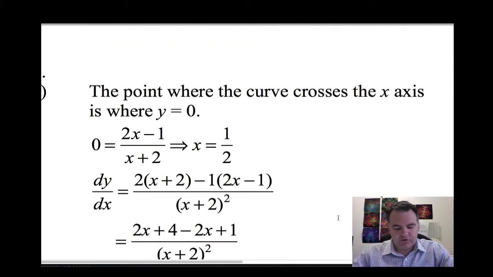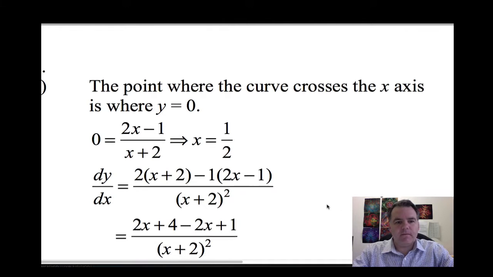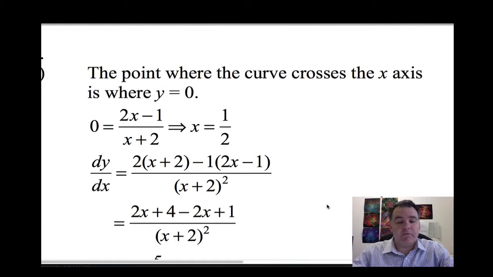First says, what's the gradient of the curve at the point where it crosses the x-axis? Okay, so again, using the quotient rule, we work out the derivative. But first, what's the point where it crosses the x-axis? That's where y equals 0. So it's when this is equal to 0. And as we've been talking about, a fraction is equal to 0 when the numerator is 0. So that's x equals 1/2.